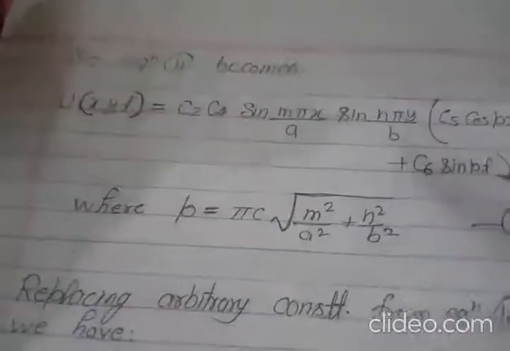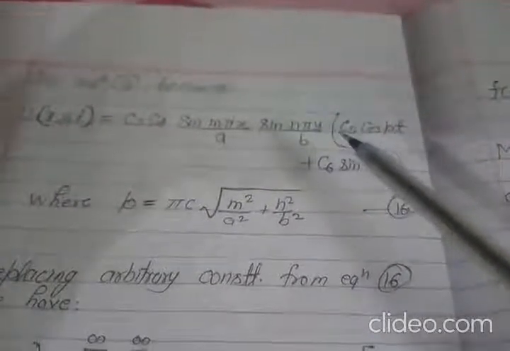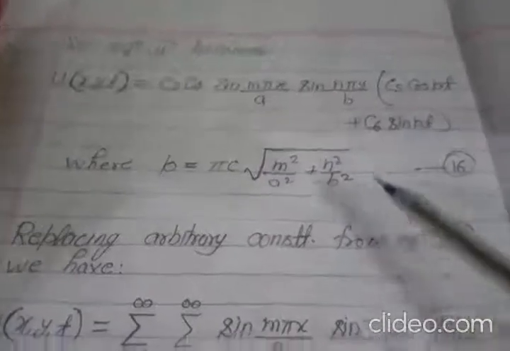Now putting all these values in equation 13, we will find u(x, y, t) is equal to C2 C4 sin(m pi x upon a) sin(n pi y upon b) times (C5 cos pt plus C6 sin pt), where p is equal to pi c times under root of m square upon a square plus n square upon b square.